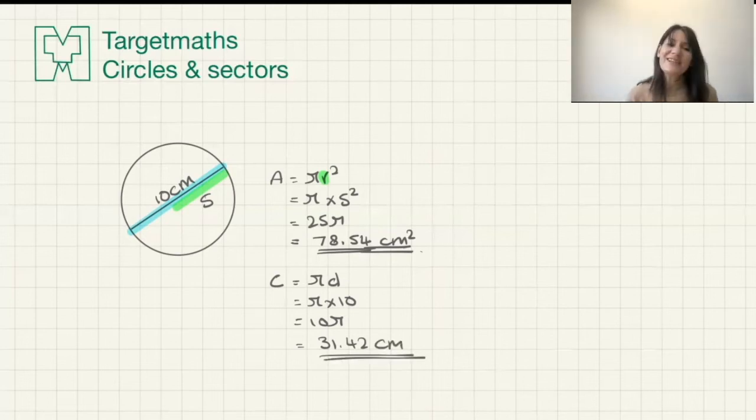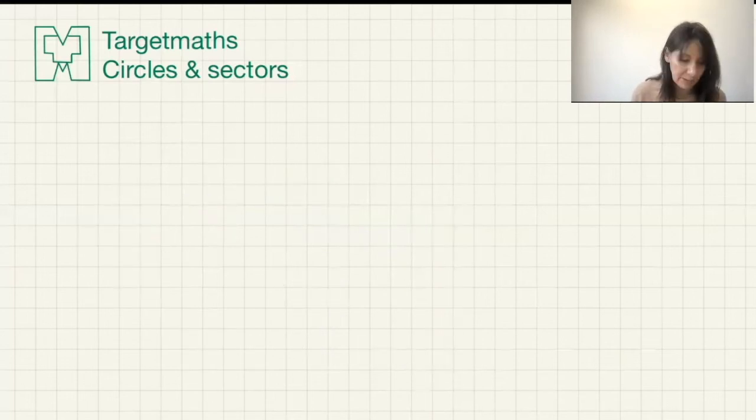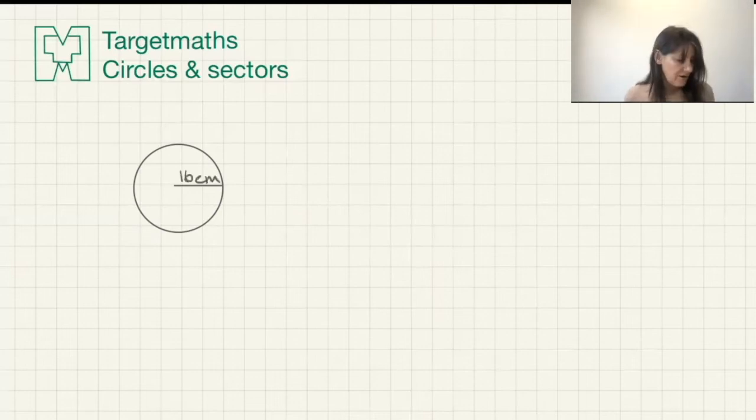Okay. So this time I want you to just go for it all the way through, area and circumference, and then press play once you've done both. So let's give you a circle. And we've got 16 going on there. So we'll say 16 centimeters. All right, hit pause and press play when you're ready.